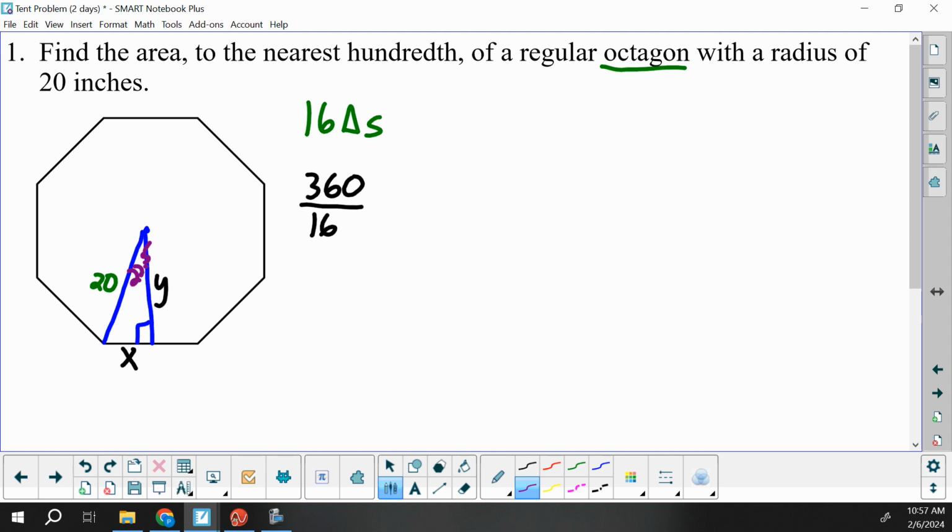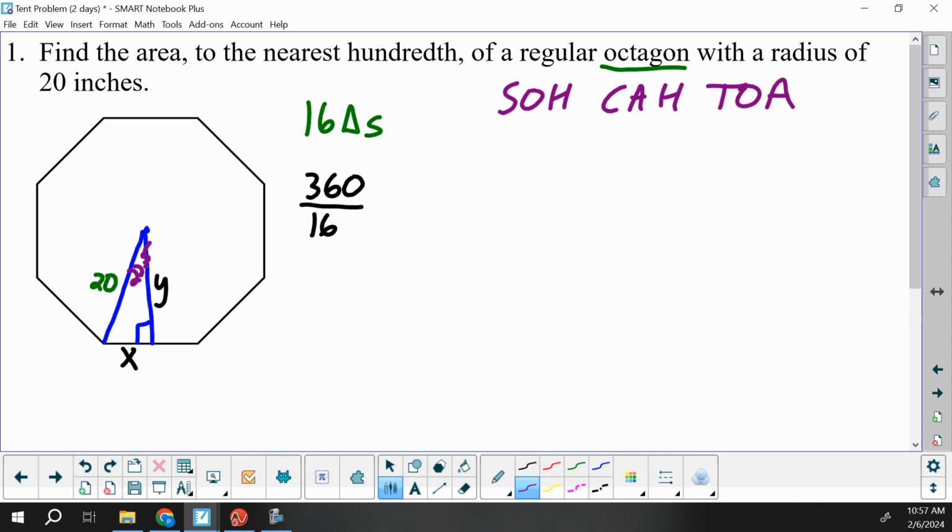Well, what we're going to do now is we're going to do SOHCAHTOA. Let's maybe find the x first. Here's our spelling of SOHCAHTOA. As a reminder, the O's represent opposites. The A is adjacent, which is next to but not the hypotenuse. And the H is the hypotenuse, which is across from the right angle.